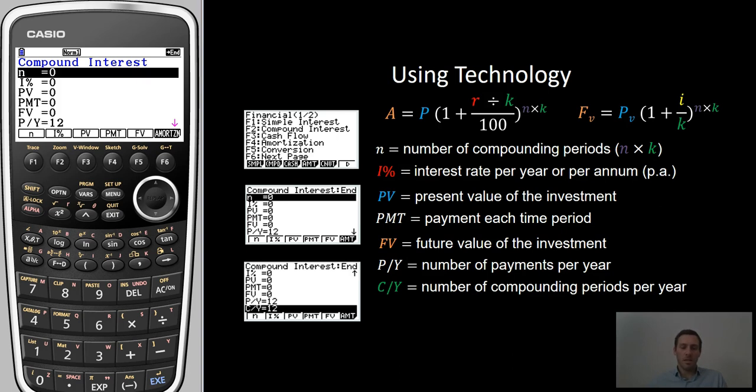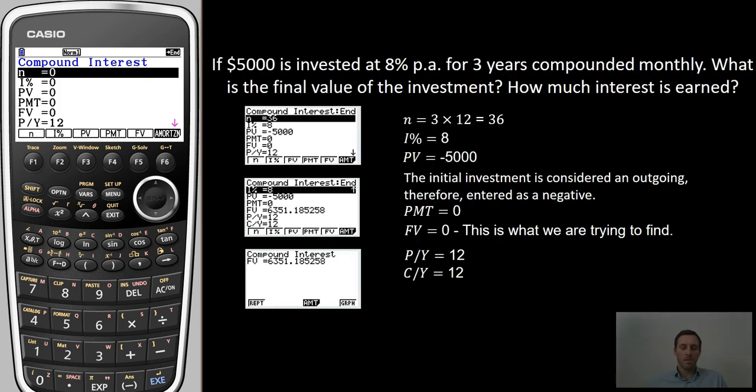P/Y and C/Y default to 12 per year. For the purpose of this video, the number of payments, P/Y, and the number of compounding periods, C/Y, should be kept the same based on the number of compounding periods. Let's look at an example. If $5,000 is invested at 8% per annum for 3 years, compounded monthly, what's the final value of the investment? How much interest is earned? So we enter the data into our calculator.